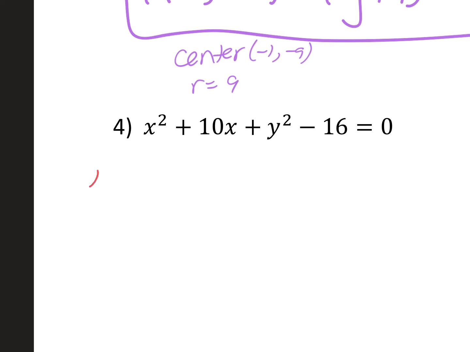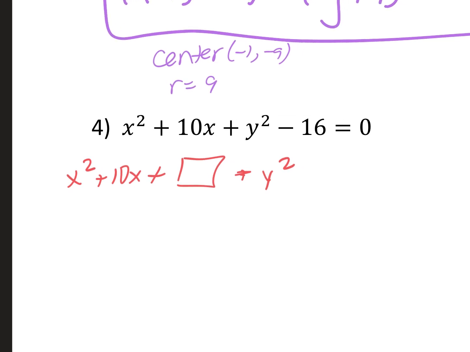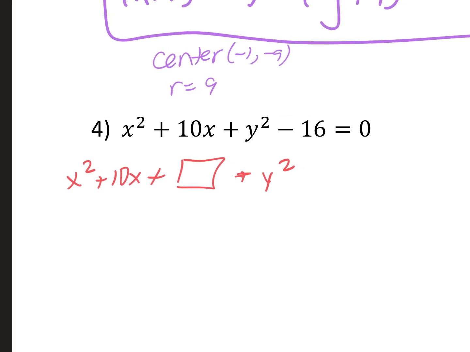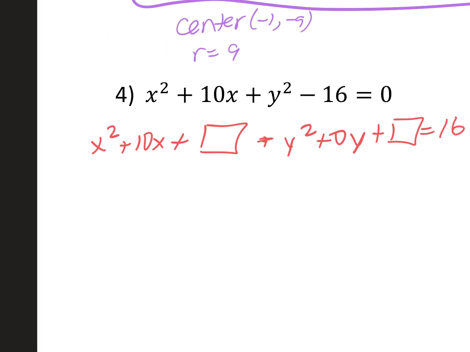Okay, collect your x's. X squared plus 10x plus my square. And then I have plus y squared. Huh. There's no y term. You just put like 0y. Oh, 0y. Okay, you can do that. I like that. Good. And then what do I do with 16? I move it over to the other side. Very good. So let's complete the square.